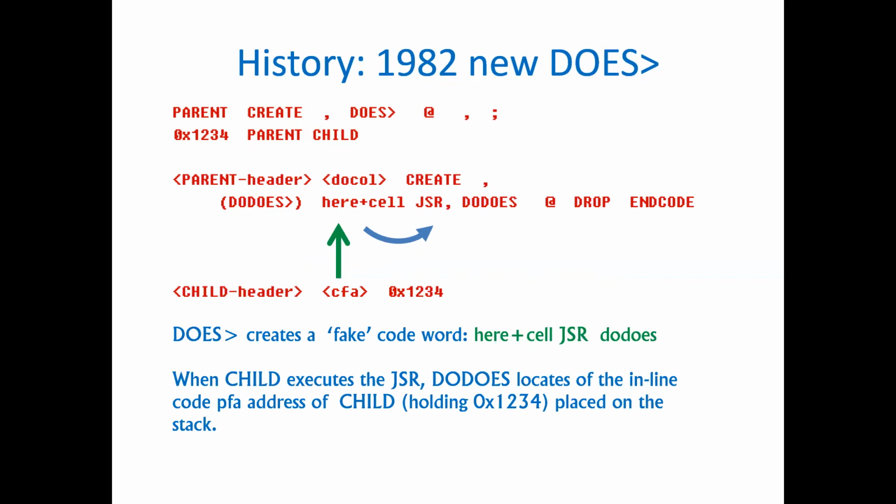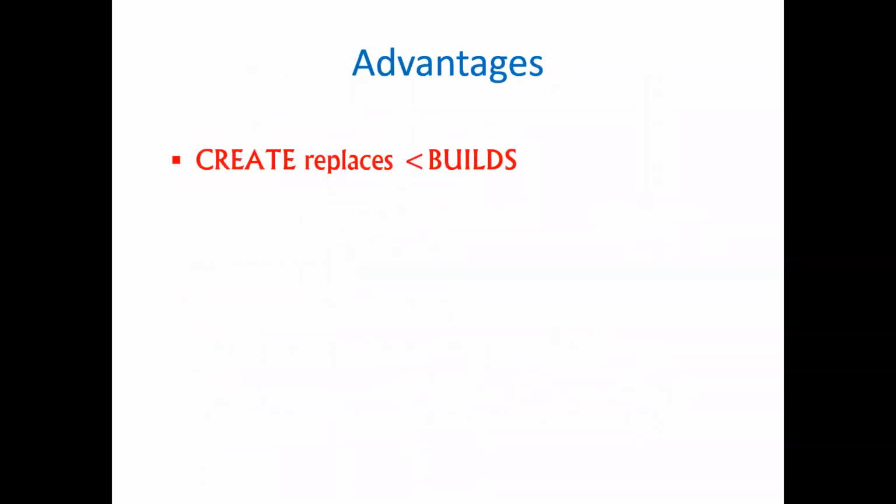So Chuck's method in this is to use the subroutine call to locate the source of the code, the @ sign and the drop. So the paren does creates this fake code word that is the here plus cell and the jump subroutine. And when child executes, it locates the inline code that holds the 1, 2, 3, 4 placed on the stack, and then it jumps to execute that @ sign and drop.